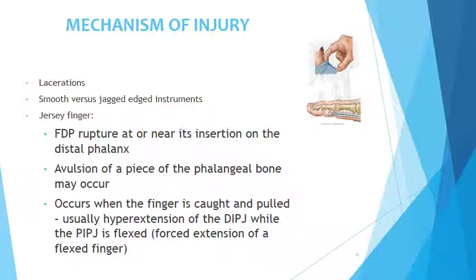So when the FDP ruptures, for instance in a jersey finger, and it is within a centimeter of the insertion, then the surgeons will often anchor the tendon into the bone by using a suture, sometimes run through the nail, where they put a little button and then tie the suture on, or the avulsion piece gets anchored into the bone, fixated there.